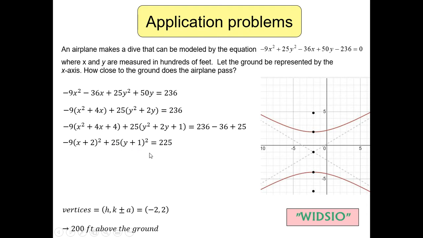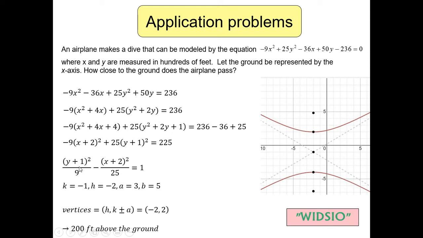Well, I can tell that this is going to be a vertical hyperbola, so I'm going to write it in this order. Y plus 1 squared, and I'm going to divide through by 225, is going to leave me with y plus 1 squared over 9 minus x plus 2 squared over 25 is equal to 1.